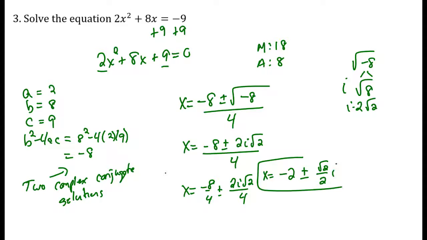Those are my solutions to this quadratic equation. Number 4, solve this equation. Again, it's a quadratic equation, so I should set it equal to 0. So I'm going to have to kick that x term over. 3x squared minus x plus 1 equals 0.